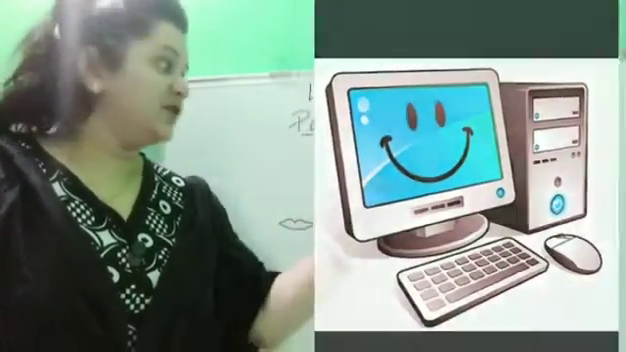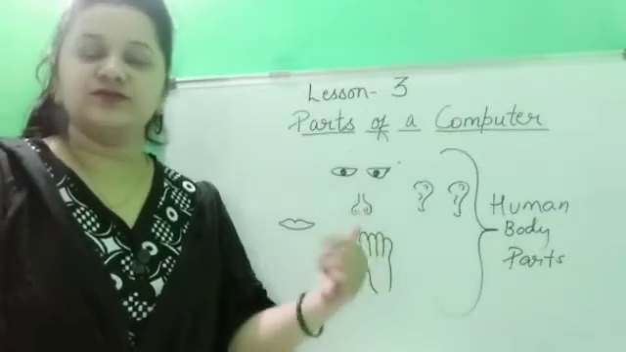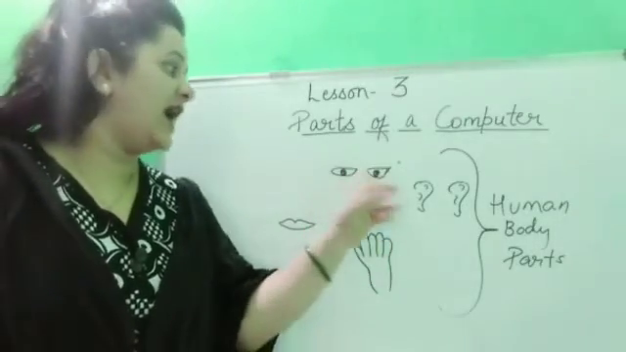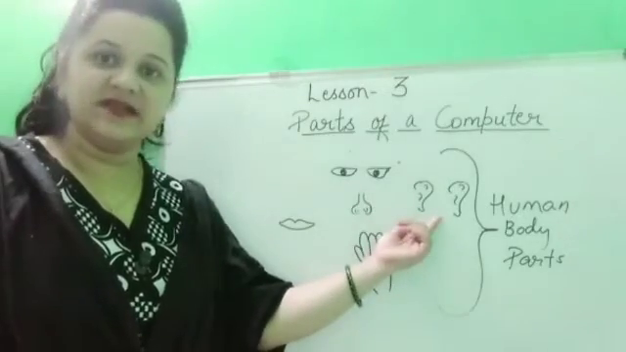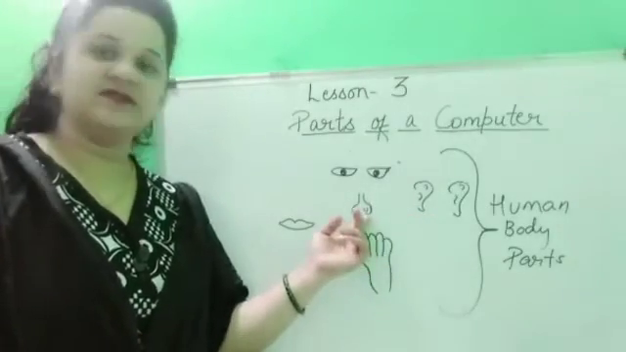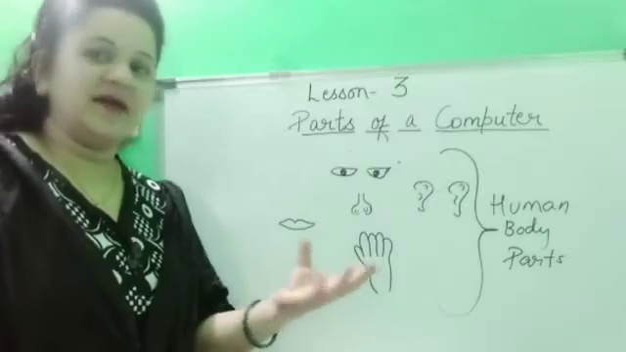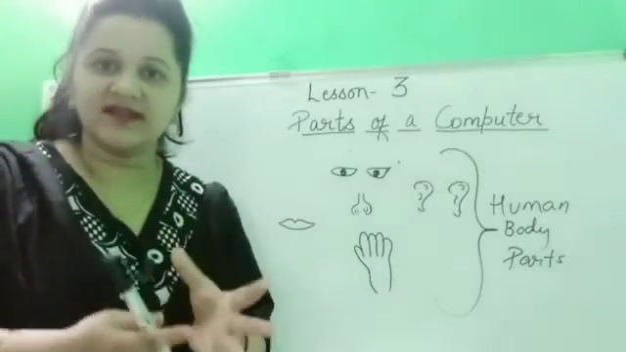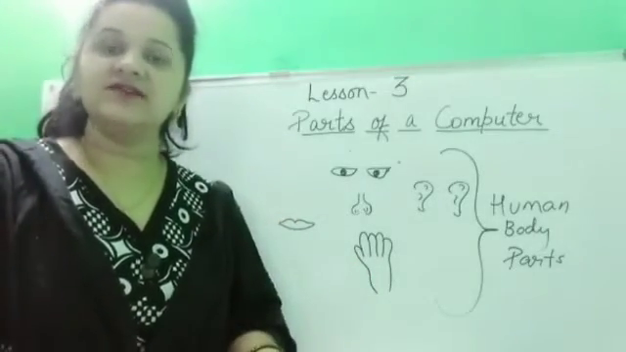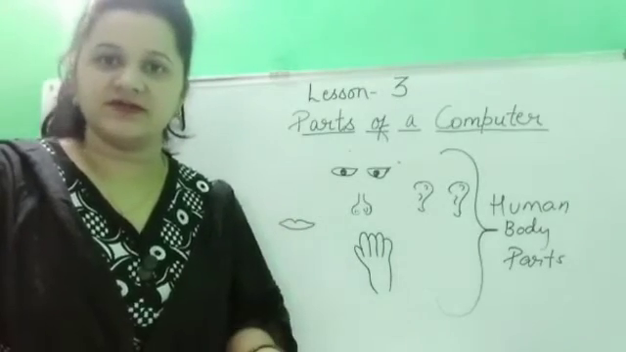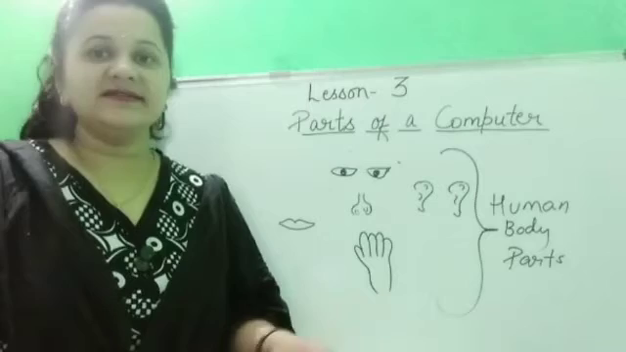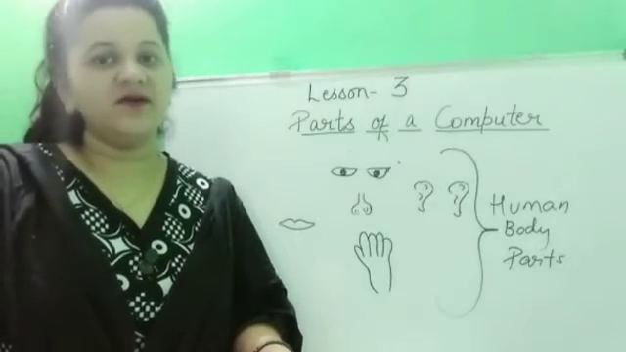We use all these parts to perform different functions. Eyes help us to see, ears help us to hear, nose helps us to smell, hands help us to hold things, and so on. The same way, a computer also has many parts which perform different functions. So now let us discuss the different parts of a computer.